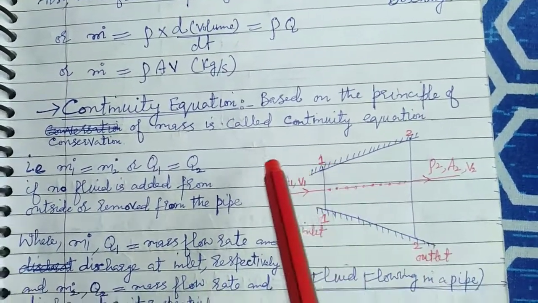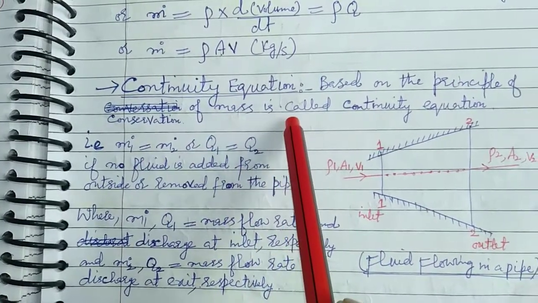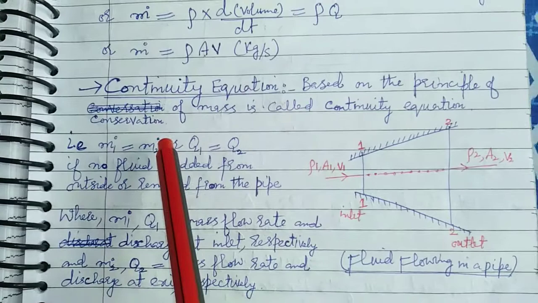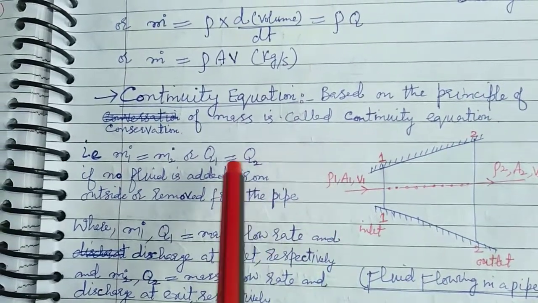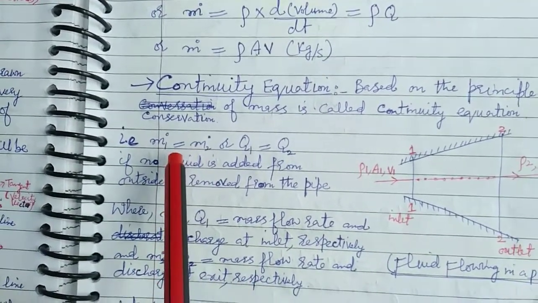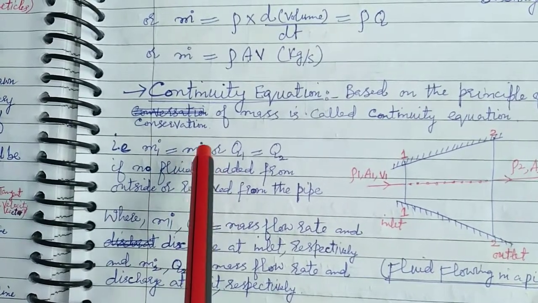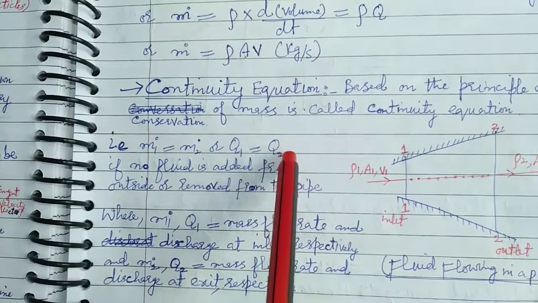As per the definition, or the law of the continuity equation, the mass flow rate at inlet is equal to the mass flow rate at outlet. So if m1 dot and m2 dot represent the mass flow rate at inlet and outlet, we can say m1 dot is equal to m2 dot, or Q1 is equal to Q2: the discharge at inlet is equal to the discharge at outlet.